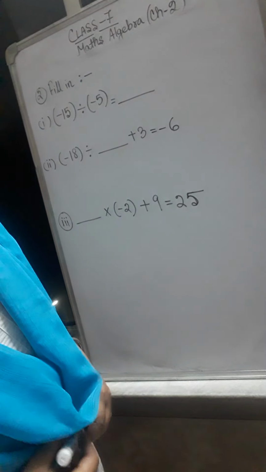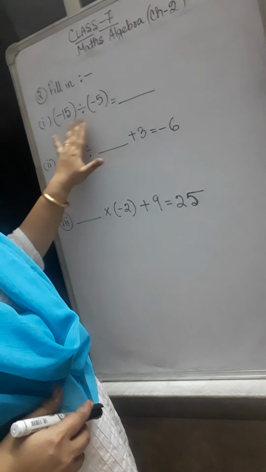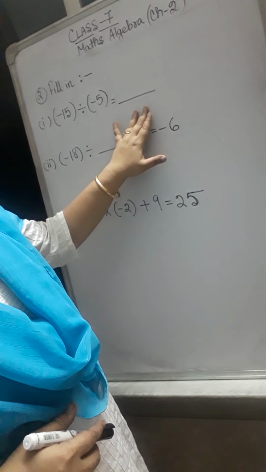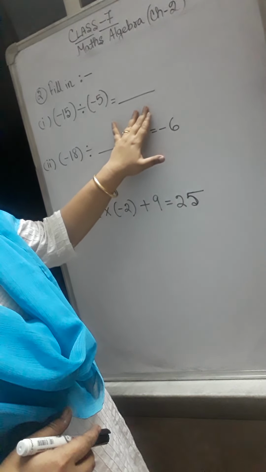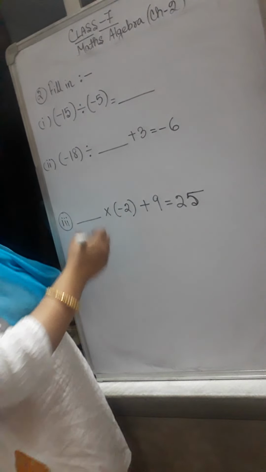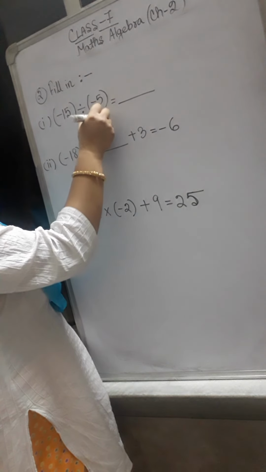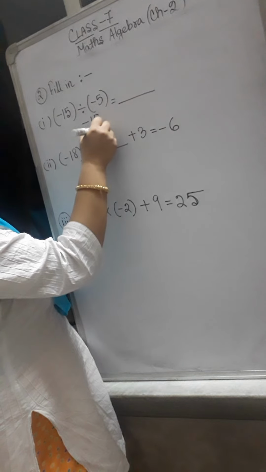So, fill in the blanks. First question: minus 15 divided by minus 5 equals dash. You have to solve and find the result. So minus 15 divided by minus 5.